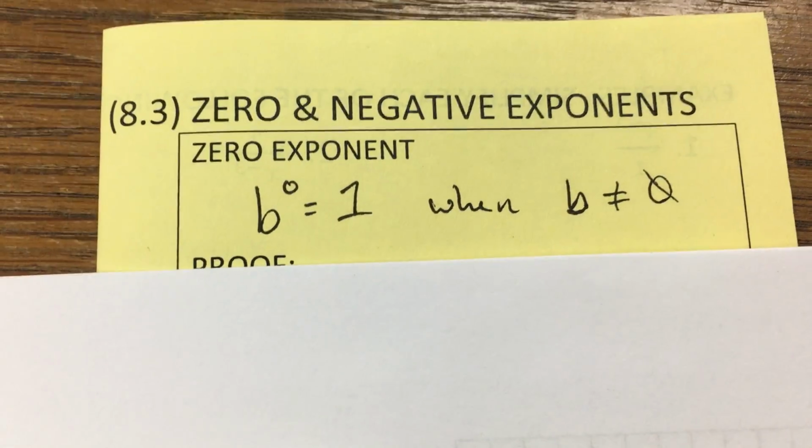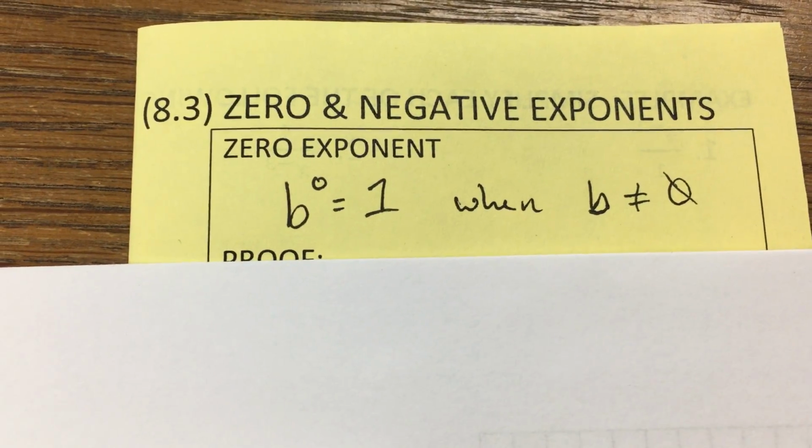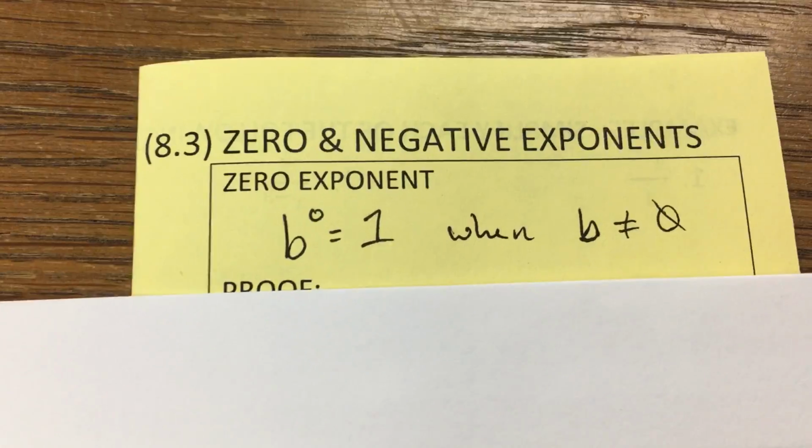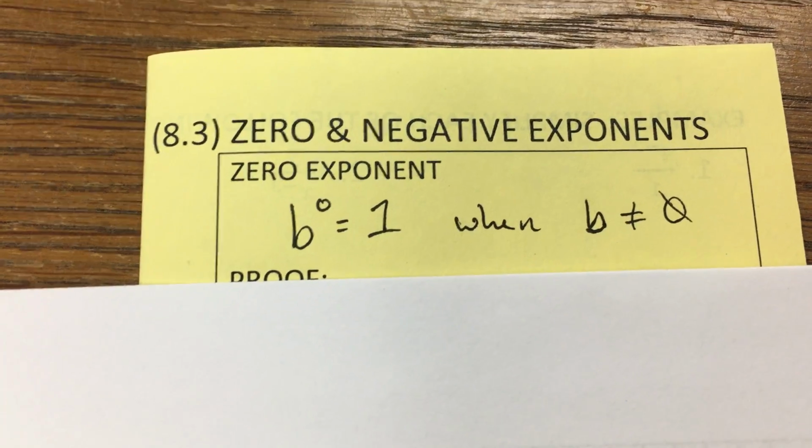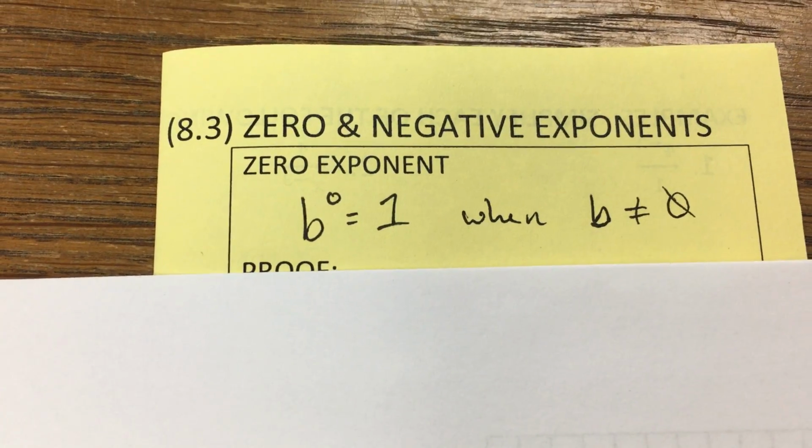So first off, we're going to start with zero exponents. We already have sort of learned it, but now we're going to put it into your foldable. So here you go. Zero exponents: b to the 0 equals 1, when b does not equal 0. That's basically saying you can't have 0 to the 0, but every other number to the 0 is 1, even variables. Well, how do we know this?